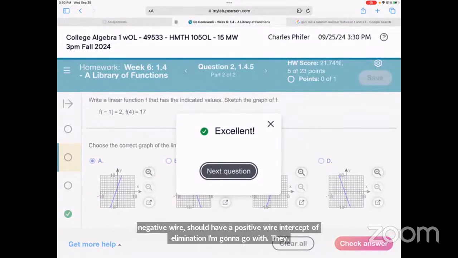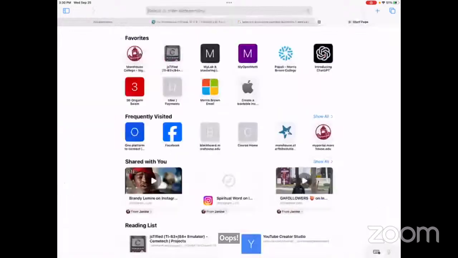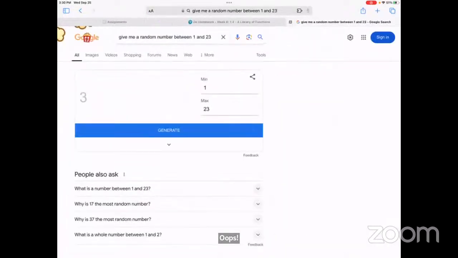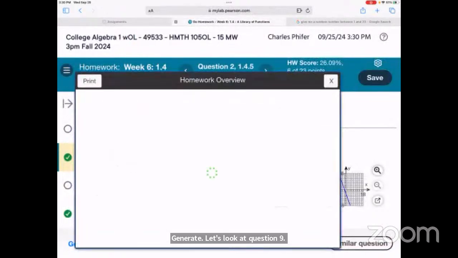We got just right at about 15 minutes. Real quick, let's look at question 9. So we'll go to 10. It looks like we did 9 already.